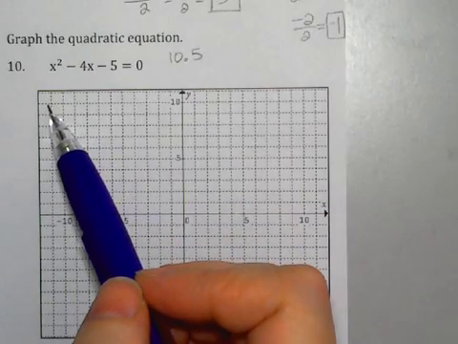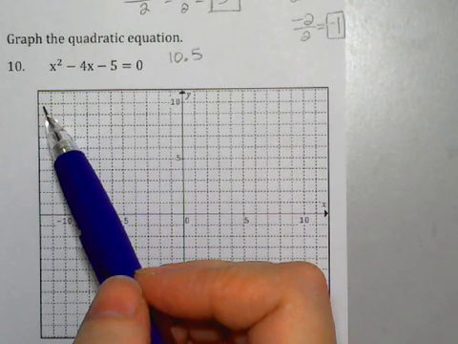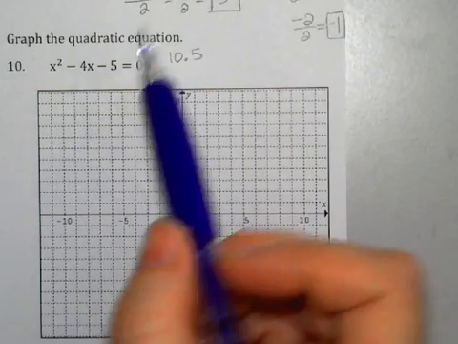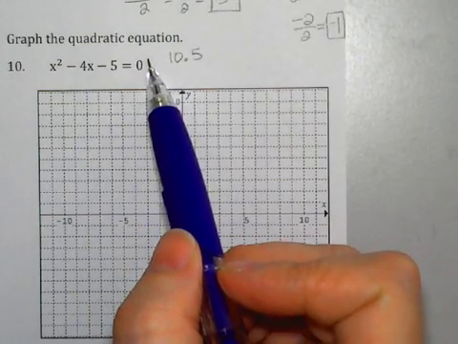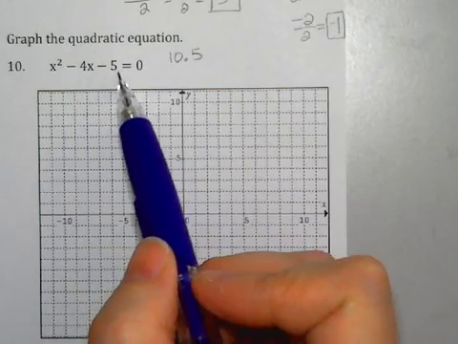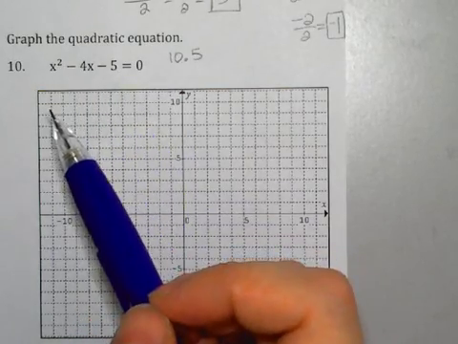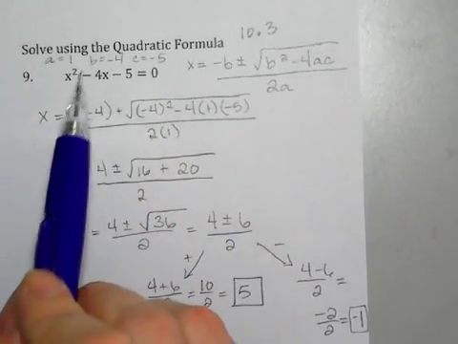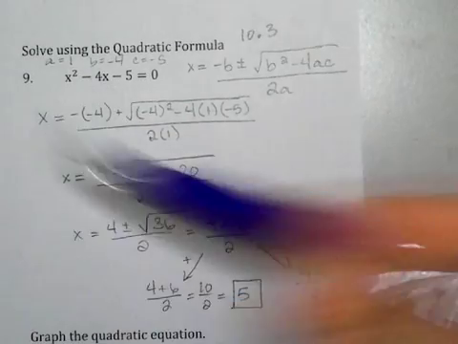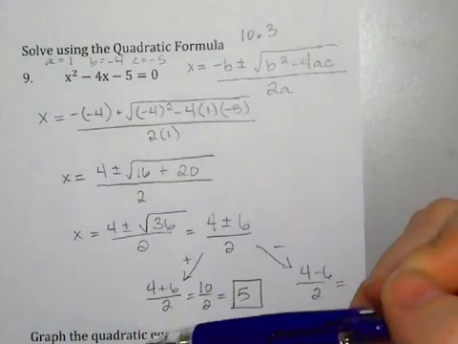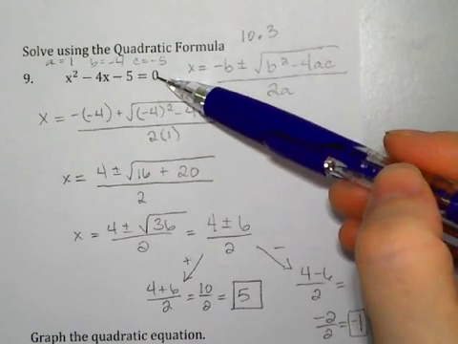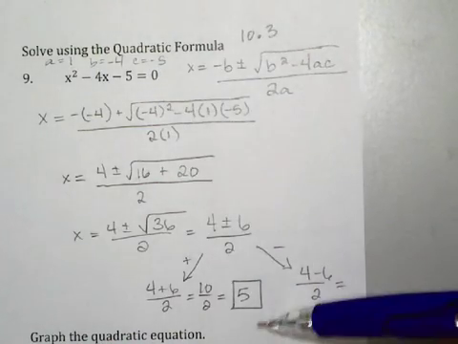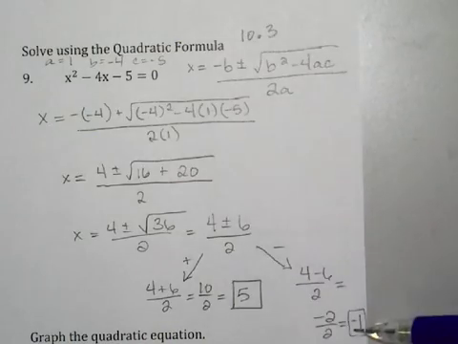The actual equation. What do you notice about it? x squared minus 4x minus 5. Look back at number 9. x squared minus 4x minus 5. 9 and 10 are the same equation. When that equation equals 0, y is equal to 0, which means what you find with that quadratic formula are your x-intercepts, 5 and negative 1.